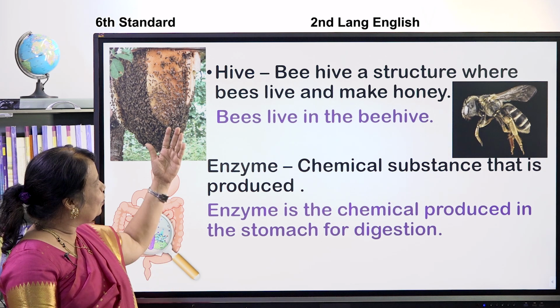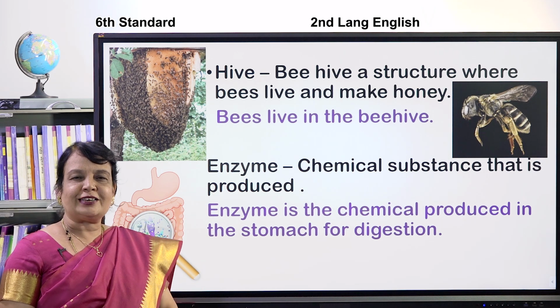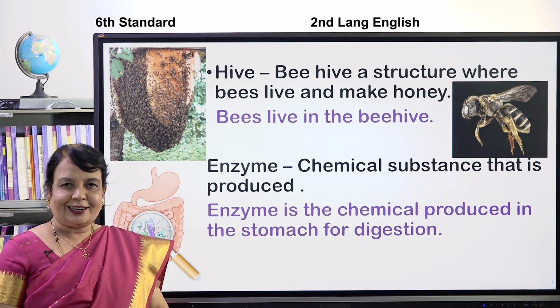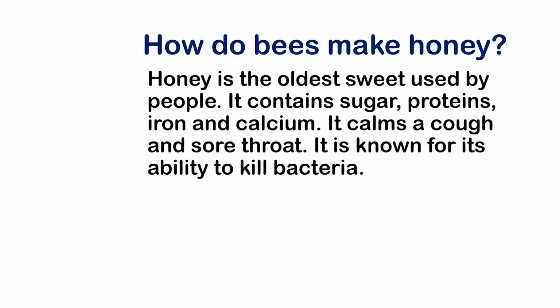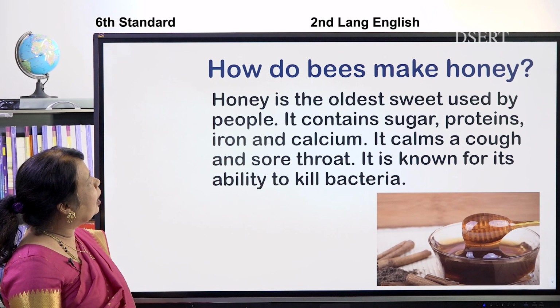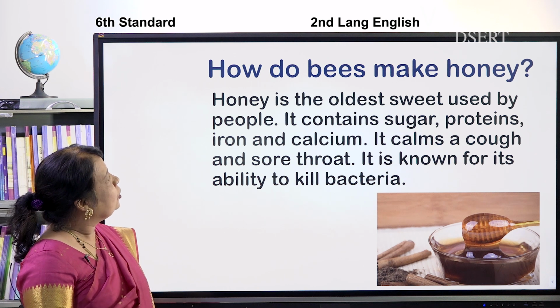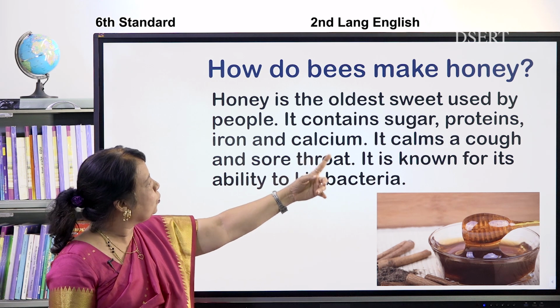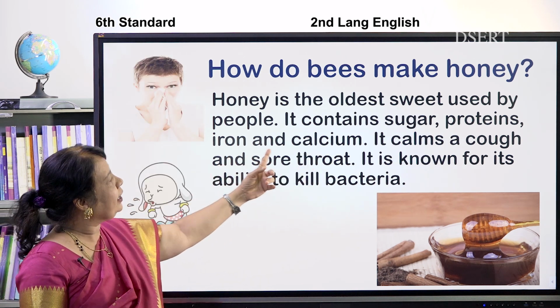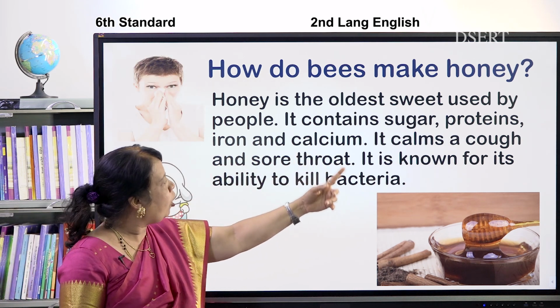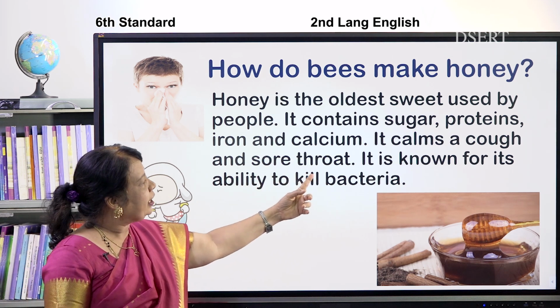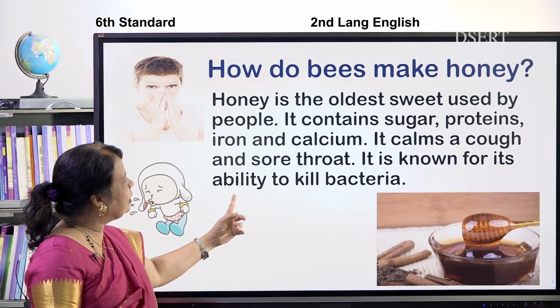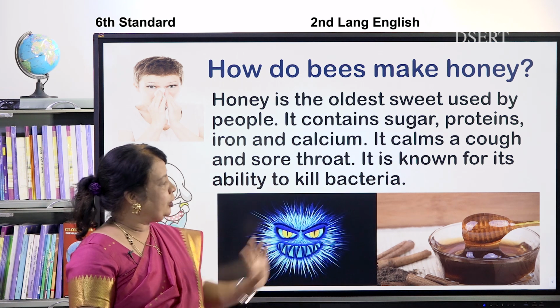Yes, children. Now we are going to take up all these new words and we are going to start the lesson. Are you ready, children? Yes, it is lesson number 3. How do bees make honey? Honey is the oldest sweet used by people. It contains sugar, proteins, iron and calcium. It calms a cough and sore throat. It is known for its ability to kill bacteria.